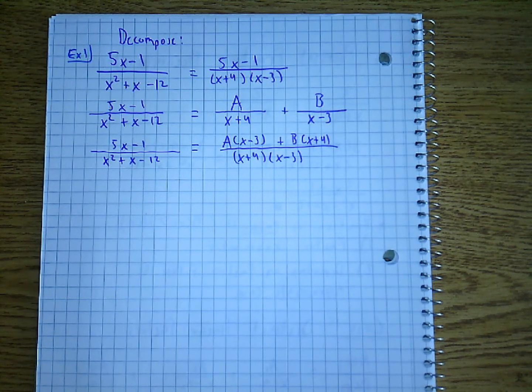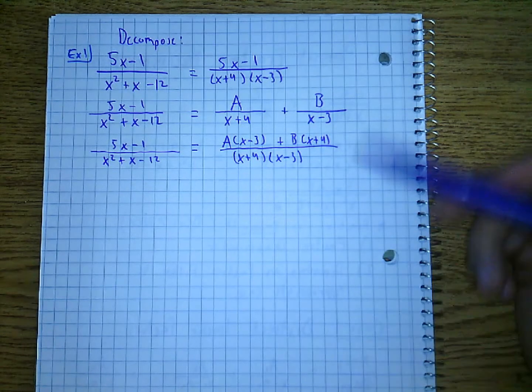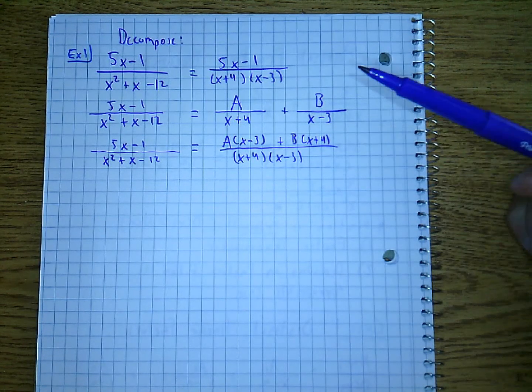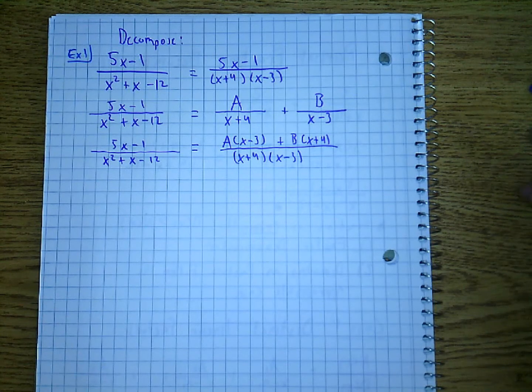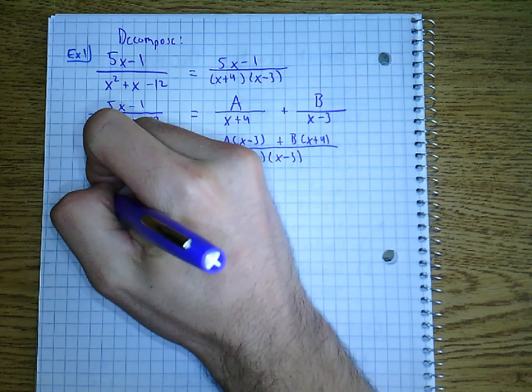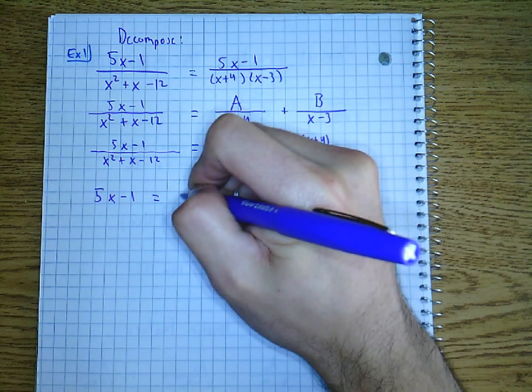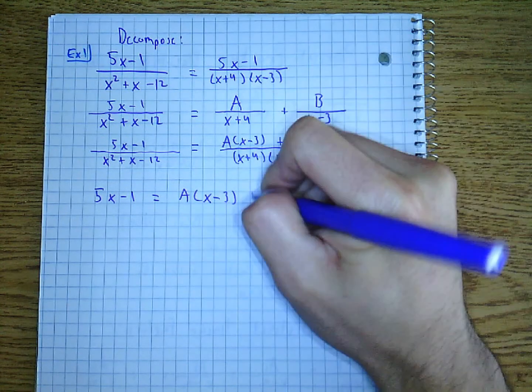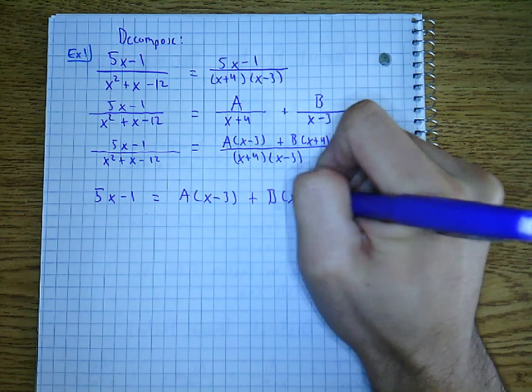All right, so now, question for you. Based on where we're at, for fractions to be the same, you have to have the same numerator and the same denominator. Agreed? What have you already achieved at this step? You have the same denominator. So, for the rest of the problem, I don't care about the denominator. Agreed? Here's all I care about. I have this: 5x minus 1 is equal to A times (x minus 3) plus B times (x plus 4). Are we okay with that?